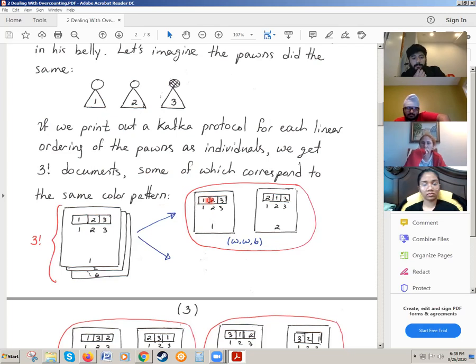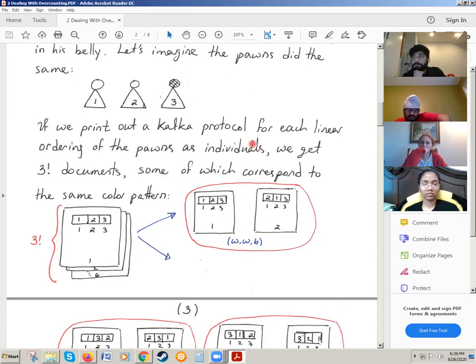1, 2, 3 means white, white, black. 2, 1, 3 also means white, white, black. And since that's all I can tell, those 2 documents are not describing a different outcome. They're describing the same outcome. You see, I have a code. It's a nice code, but it's overcounting. I produce too many codes for the same situation. I have enough codes to account for all possibilities, but I have synonyms. I have several codes that describe exactly the same situation.